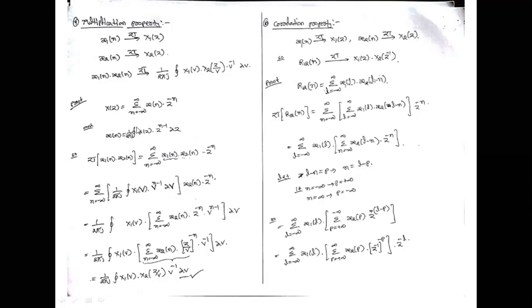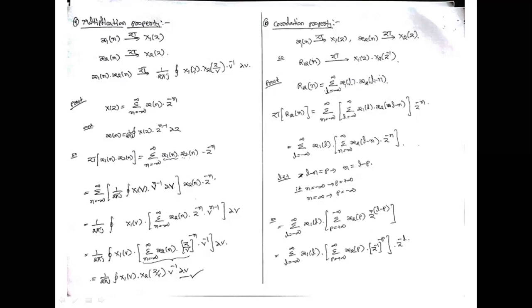It is 1 by 2 pi j, the integral x1 of z, z power n minus 1 dz. And substitute this in the definition of the Z transformation for the signal x1. The sum of n equals minus infinity to infinity, 1 by 2 pi j, the integral x1 of v, x1 of v, and here it is x of z.